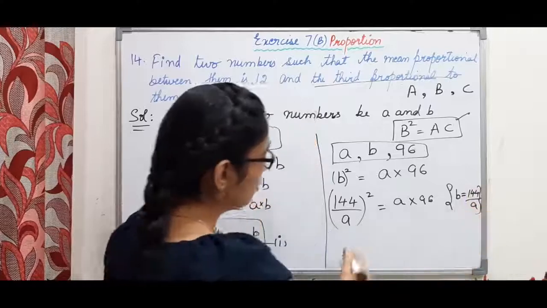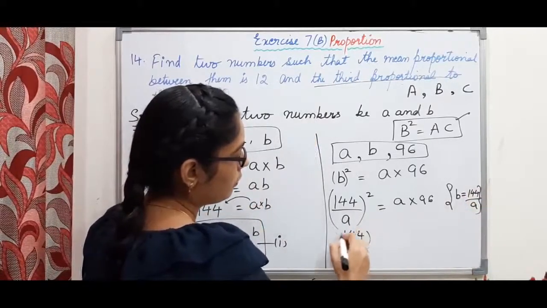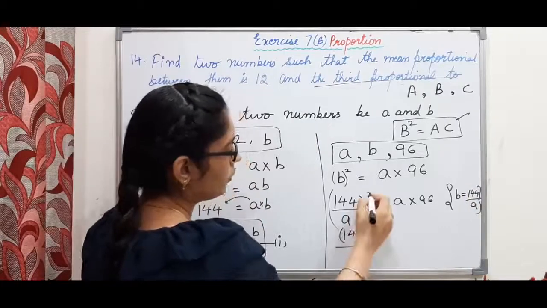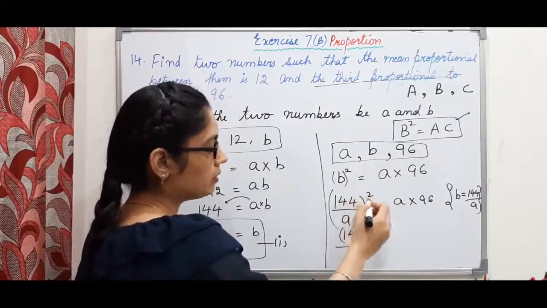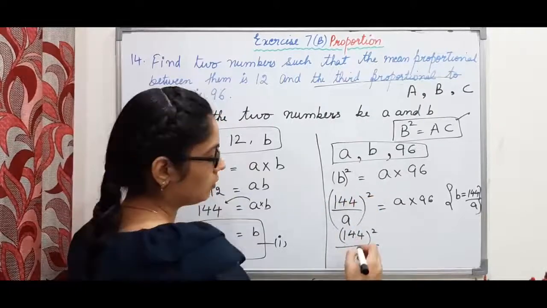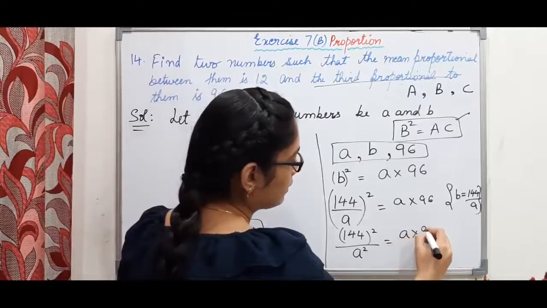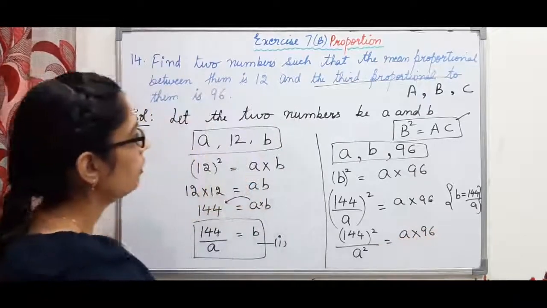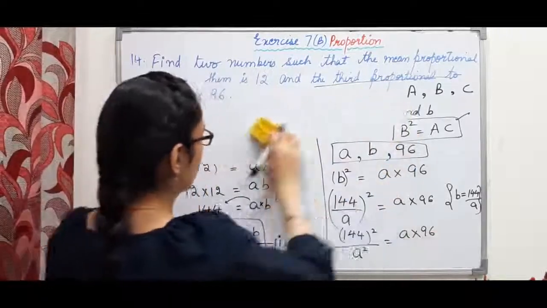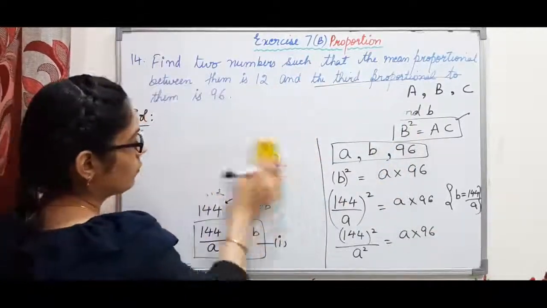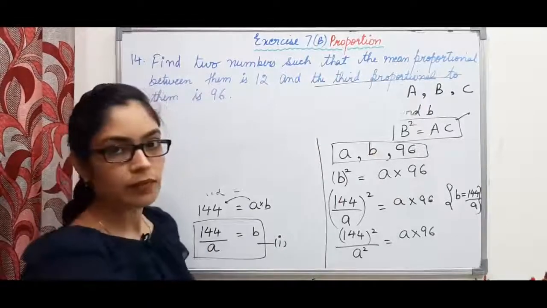Reason you can give. So this square we can do. This means 144 square and square of A also, because this whole square means the power is with the numerator and with the denominator also. So A square, and on the right I can write A into 96. Now we have to find the value of A.